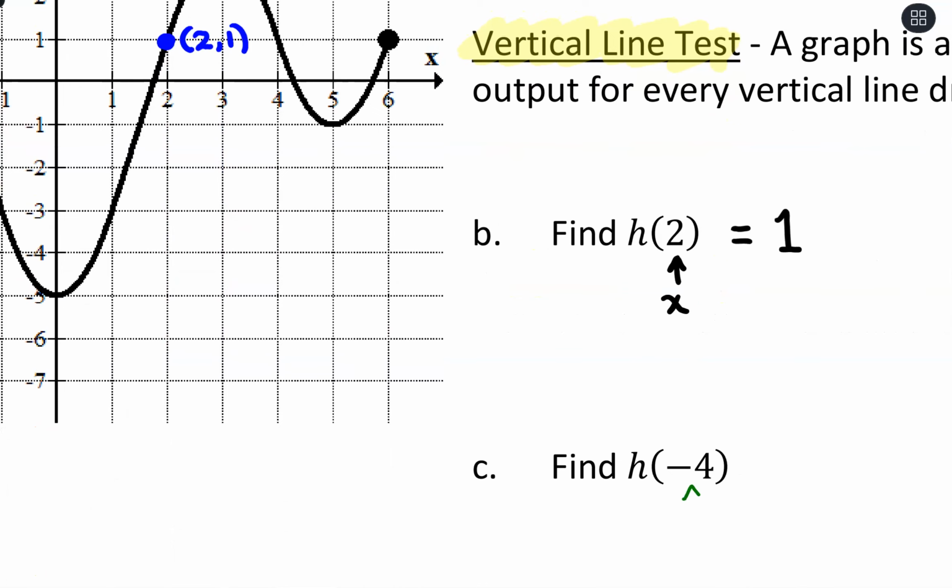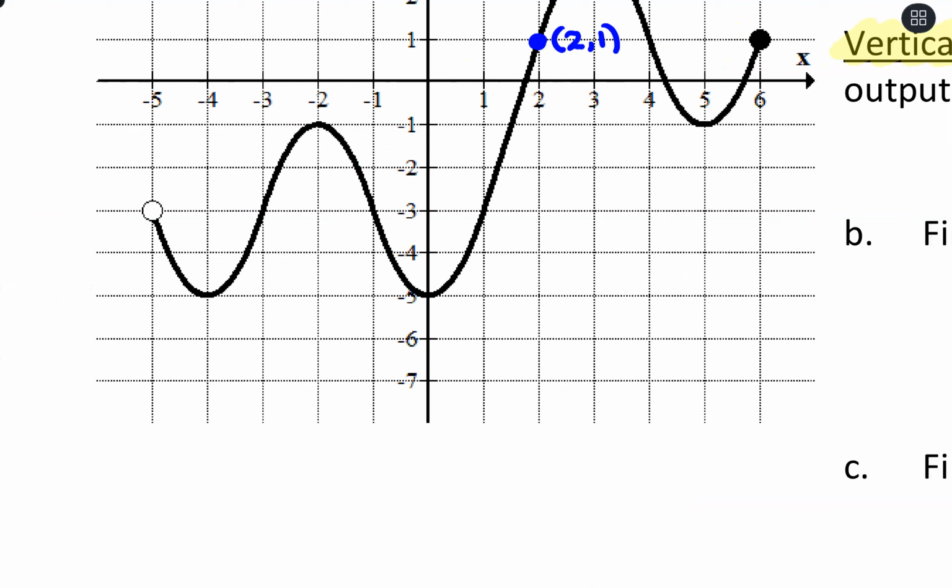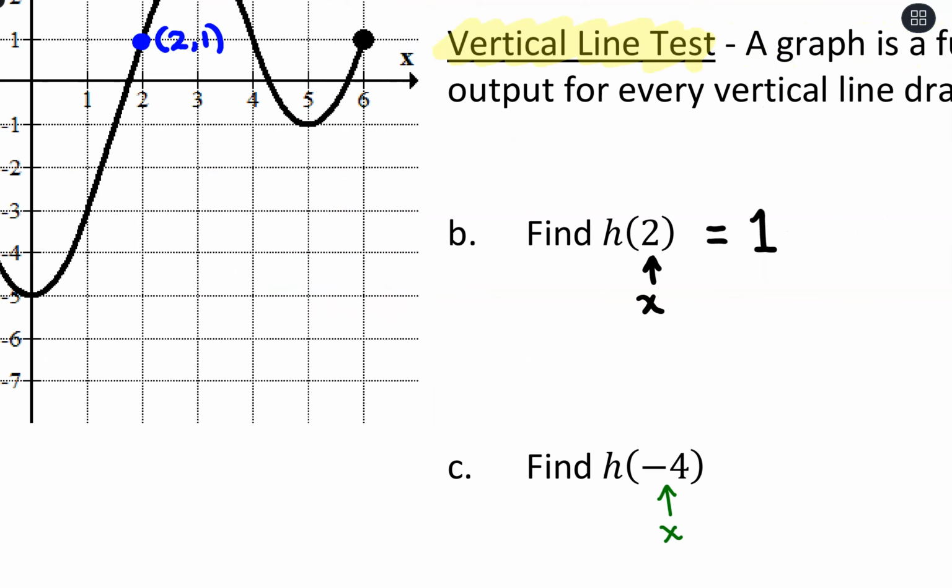Then for h of negative 4, again, it's telling me x is equal to negative 4. What's our function output? If I go to x equals negative 4, I can find this coordinate (negative 4, negative 5). And so for our function output, we want that y coordinate, which we just found is negative 5.